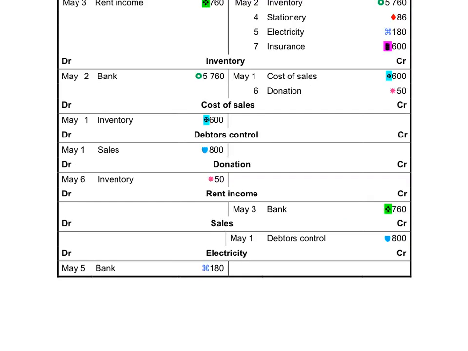In the debtors control, we will debit the account with 800 because debtors is an asset and assets increase on the debit side and decrease on the credit side. And we will credit the sales account to indicate that the income increases on the credit side and decreases on the debit side. So the income will increase with 800 Rand and the debtors control will be debited with the 800.